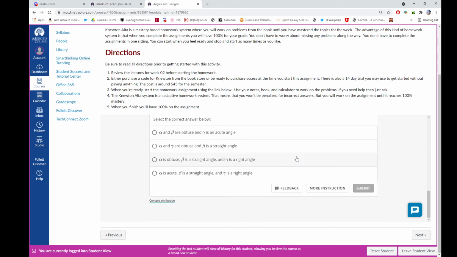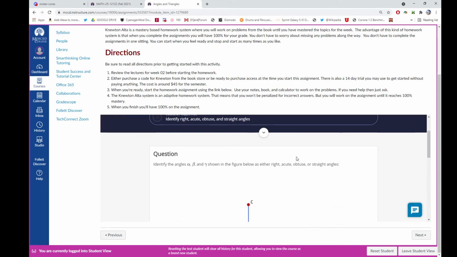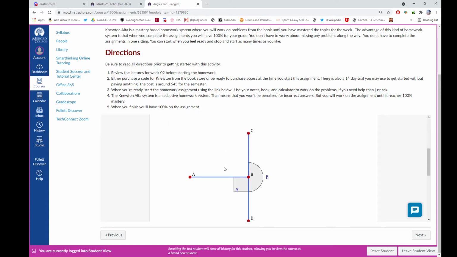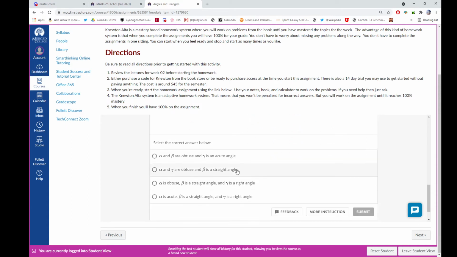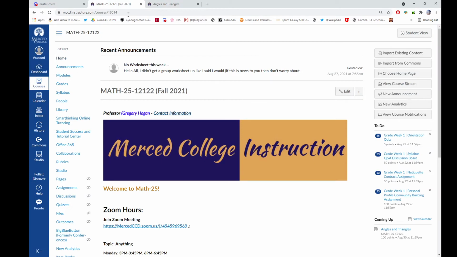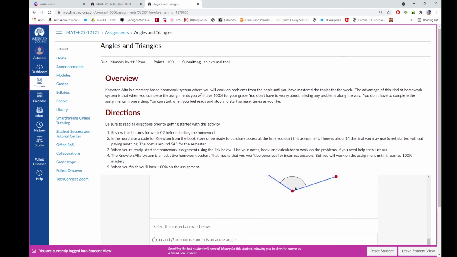So you get the homework, and it's on right angles, acute angles, obtuse angles, straight angles, and so on. That has to do with the lecture and the material from the textbook in section 7.1. But you can go ahead and get started. Now, something that may happen is that you might not be able to access the homework.